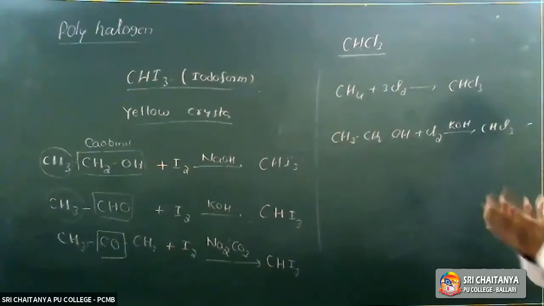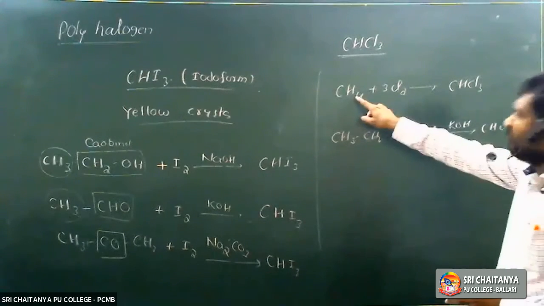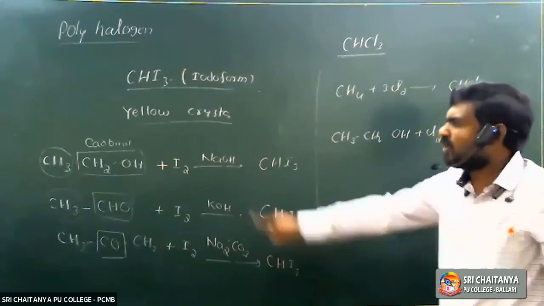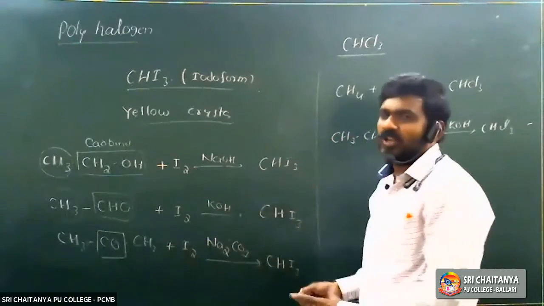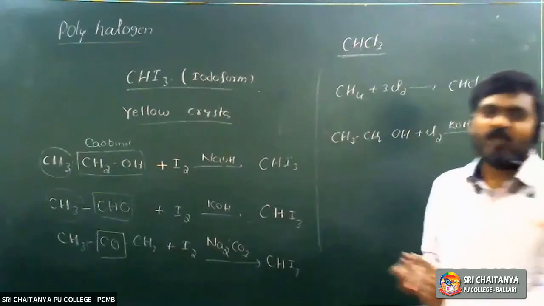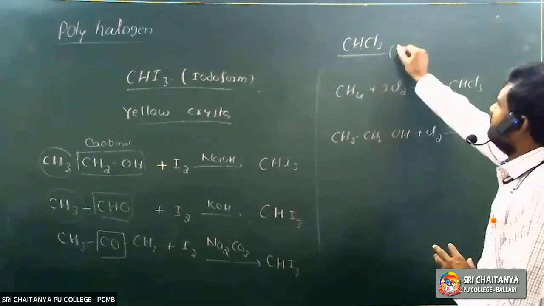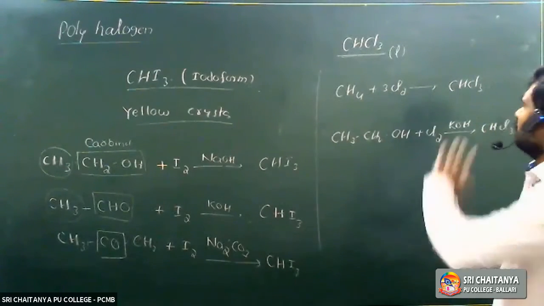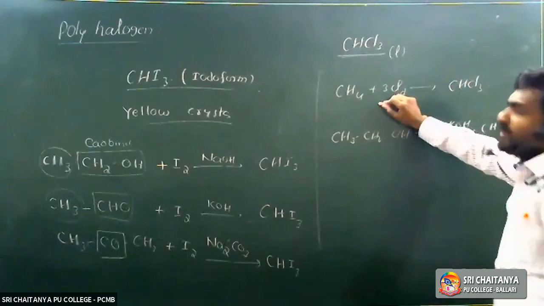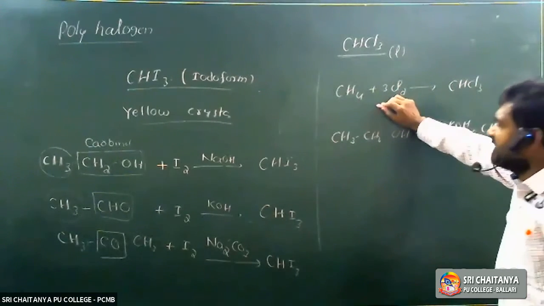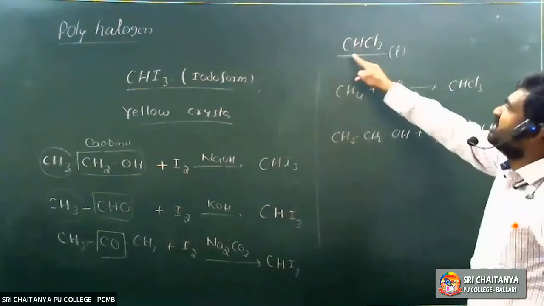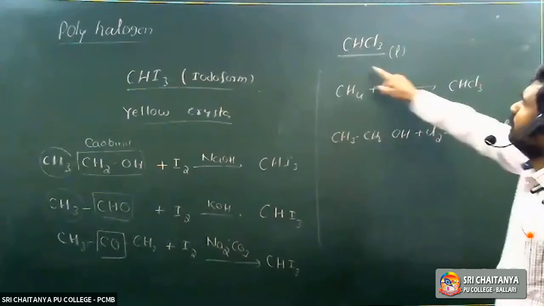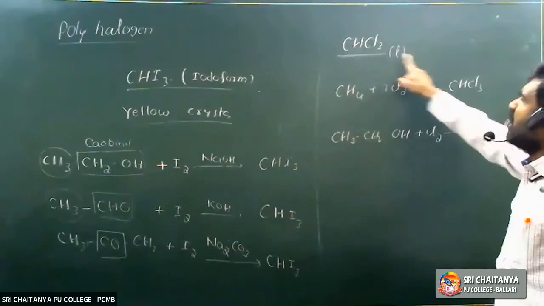Methods of preparation are not given in the syllabus. From ethyl alcohol, acetaldehyde or acetone, if we use chlorine instead of iodine, we get chloroform. Chloroform is a colorless liquid used as a solvent. In olden days it was used as an anesthetic, but it causes liver cancer. So nowadays, halothane is used as an anesthetic instead of chloroform.